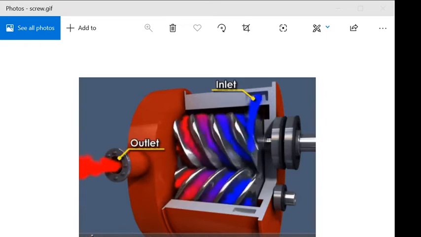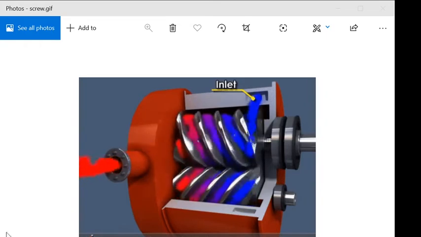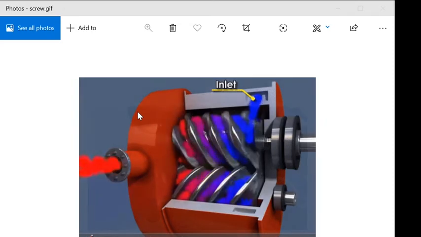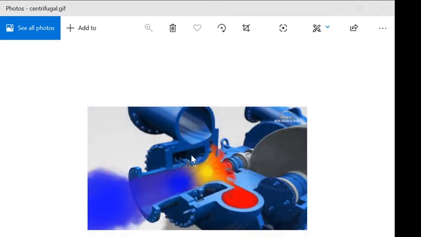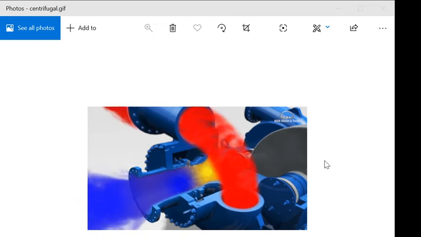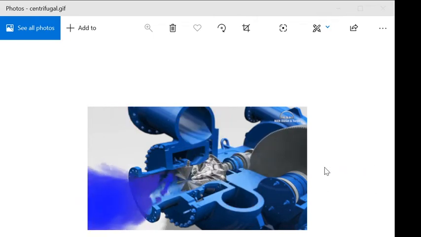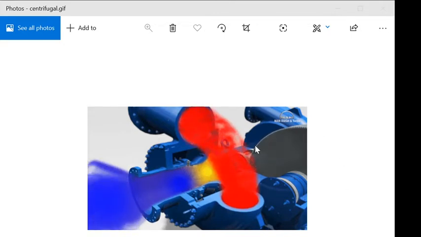These are all dynamic compressors. We can see here how exactly a dynamic compressor functions, which is a centrifugal compressor. The air enters here and we have a fan type. You can see here blades which are radial or axial in nature, and then the air gets compressed and the compressed air moves to the outlet part here.